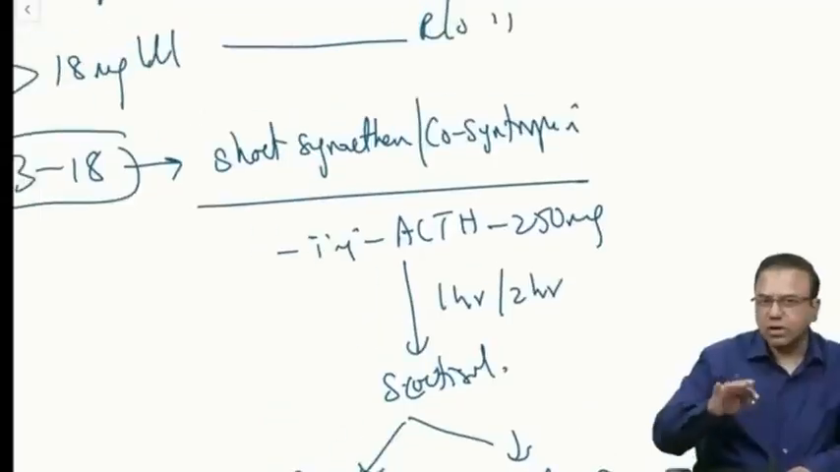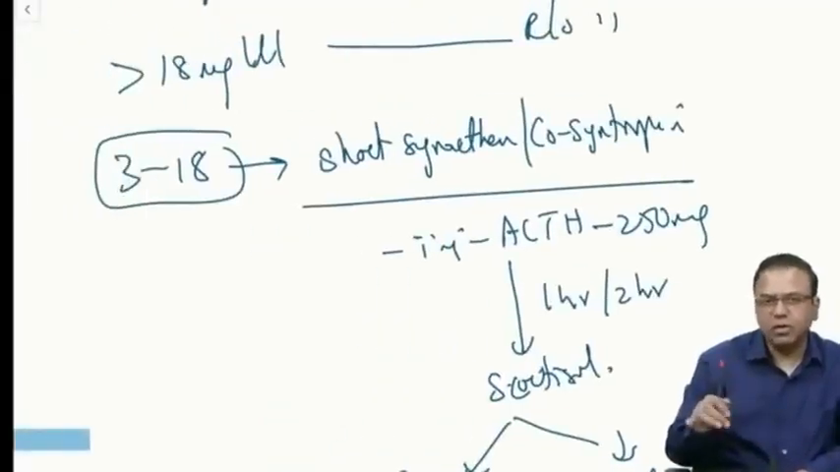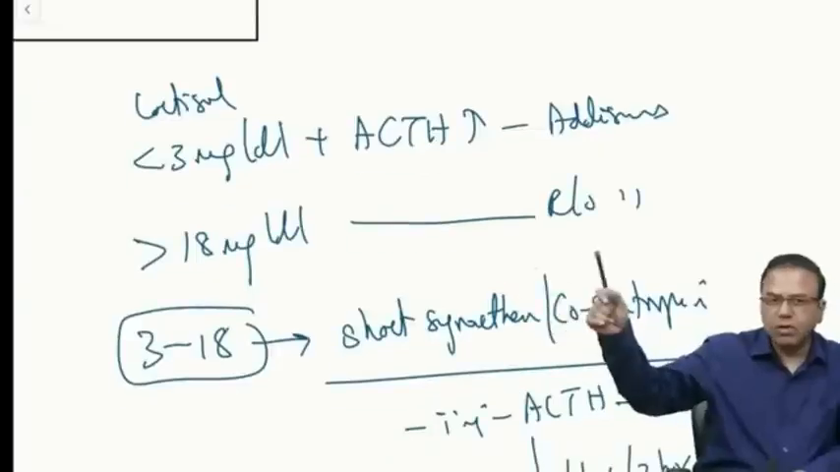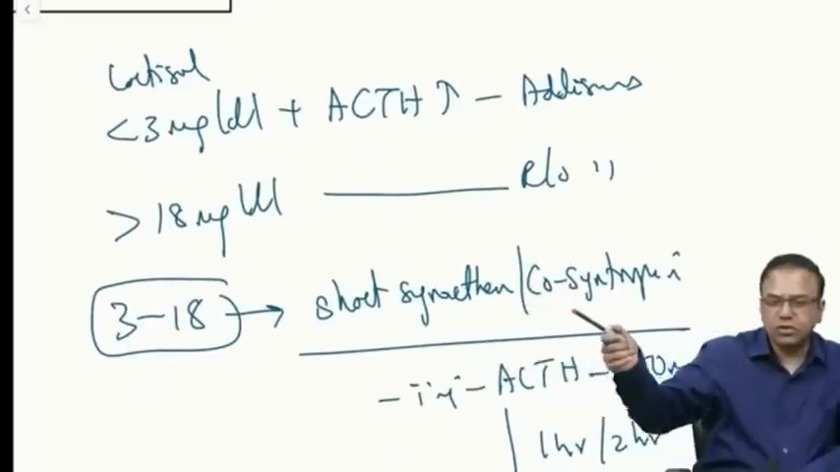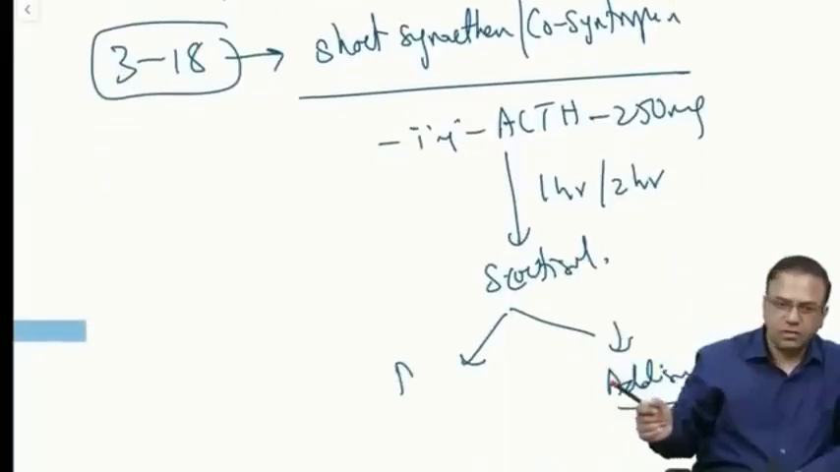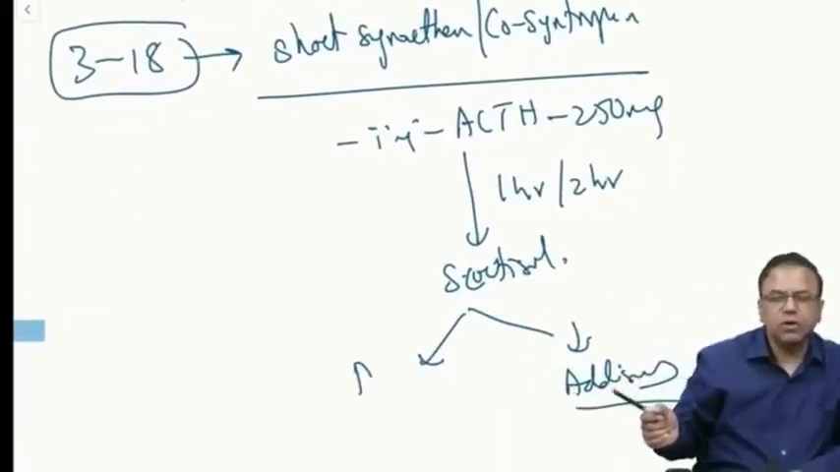So remember, in Cushing's, you never start with cortisol. Here you can start with cortisol. Cortisol is directly low, ACTH high, Addison's. More than 18, rule out. 3 to 18, do the stimulation test. Give the ACTH injection and see. Cortisol responds, it is normal. Cortisol does not respond, it is Addison's.